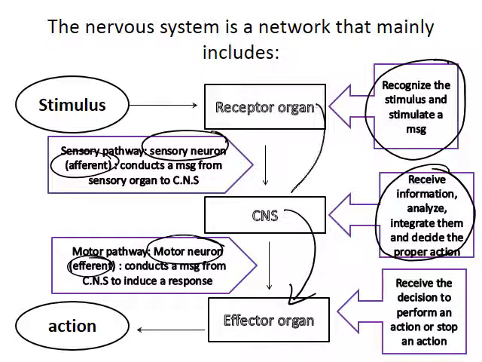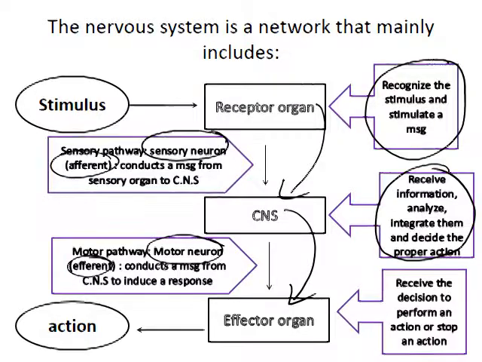So between the receptor and the central nervous system, it's a sensory neuron. It's called afferent. While between the central nervous system and the effector organ, we have the motor neuron, which is called efferent, to have the action finally.